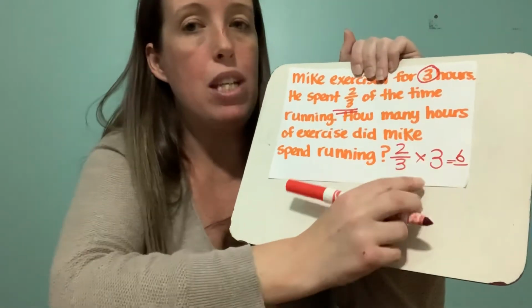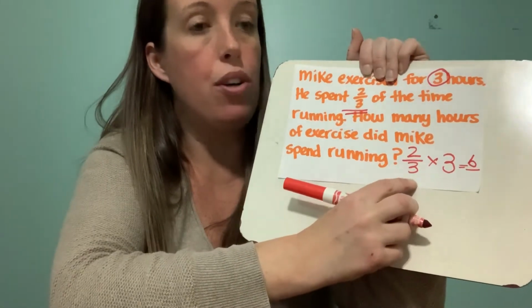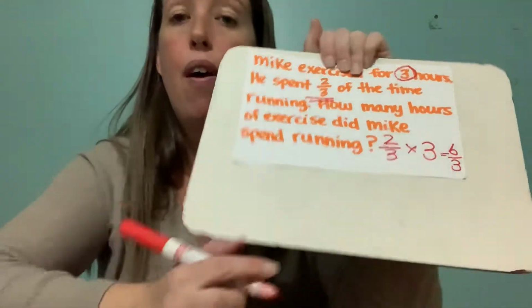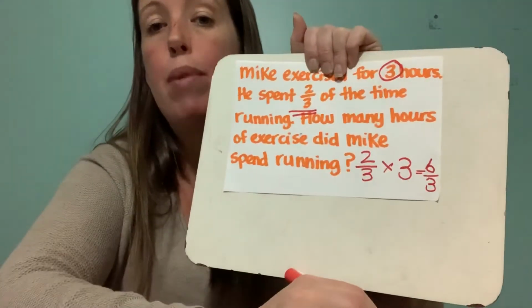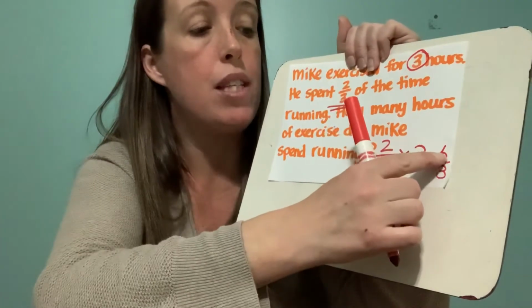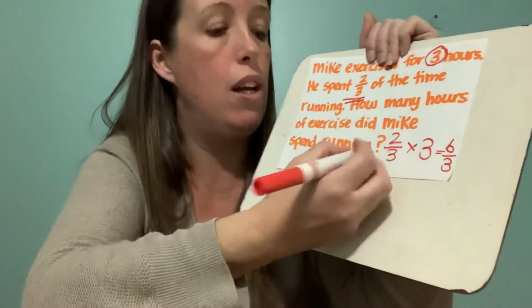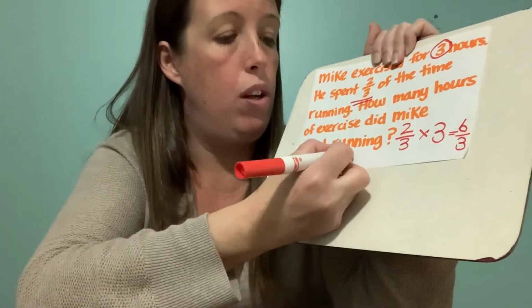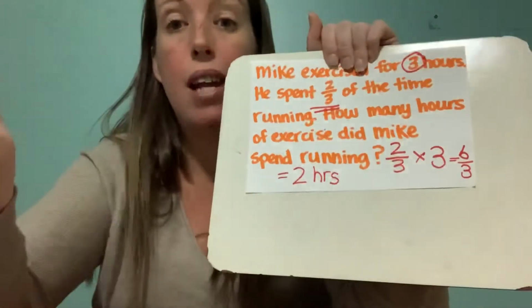And what size are they? They were split into thirds. So 6 thirds. My numerator is bigger than my denominator, so it's improper. So I'm going to turn it into a mixed number. 6 divided by 3 equals 2. So 2 hours. And does it make sense?